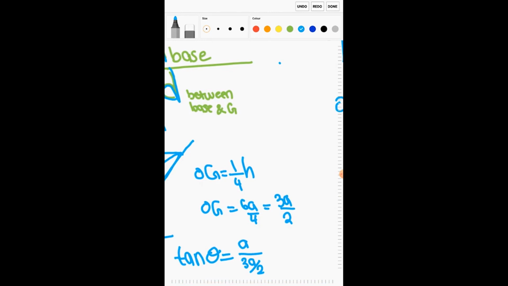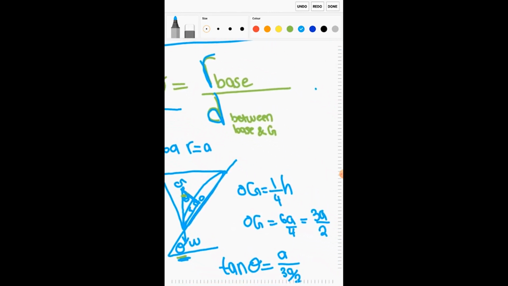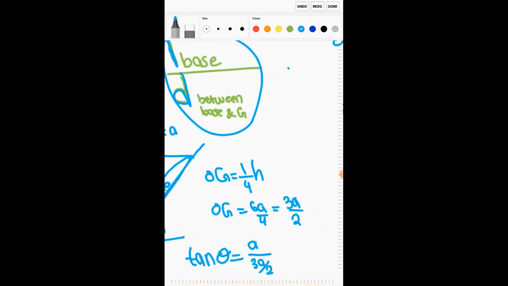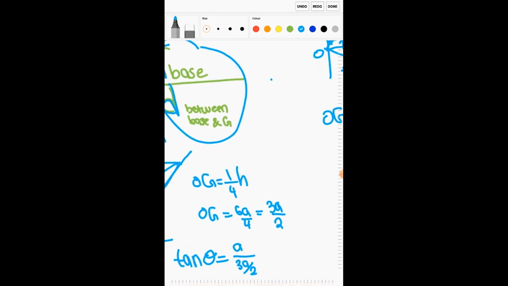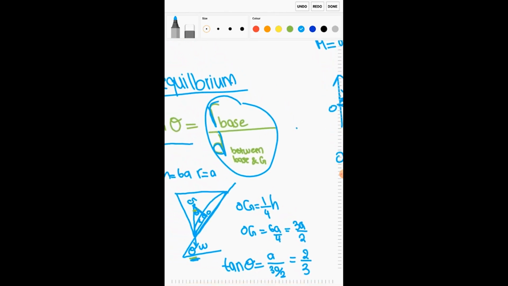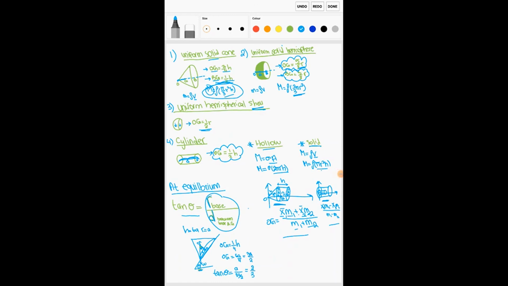So basically this formula again, tan theta is r base over the distance between the base and G. That's basically it. You don't have to use this formula, you can just use your logic. And then it's going to be 2/3. So you do shift tan and you find the angle. That's how you find it when it's about to topple. That's basically 3.5. So make sure you solve the basic questions related to these questions, and good luck in your exam. Bye.